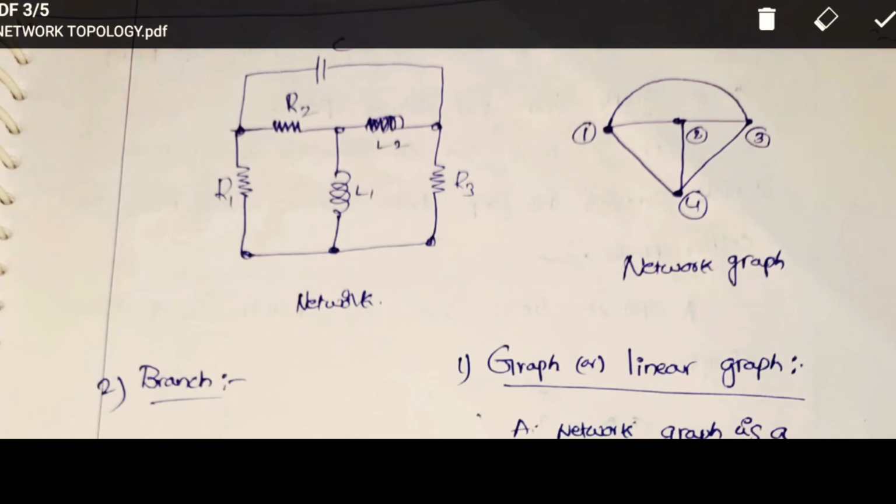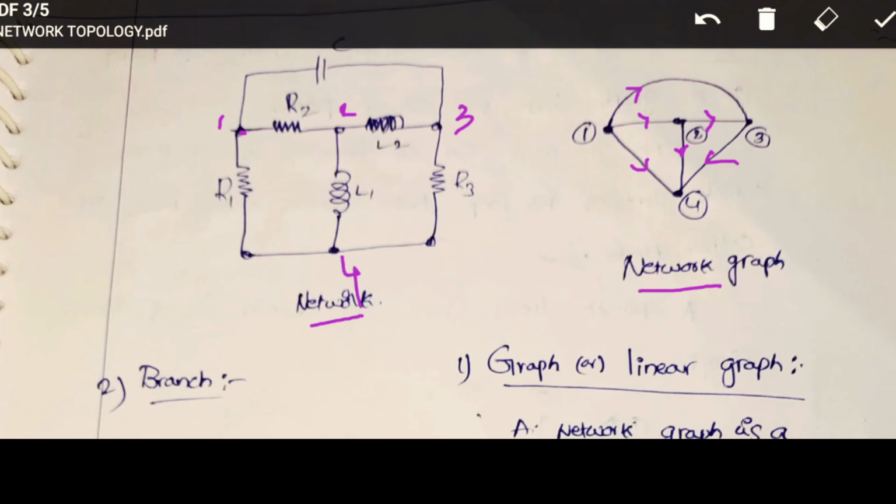For this network, we are going to see the network graph. The number of nodes in this network is 4. It is node 1, 2, 3, 4. For that, a connected graph is like this. If you provide arrow marks, it is an oriented graph or directed graph. If you do not mention these arrow marks of current direction in various branches, then it is called a non-oriented graph. Different definitions we can see.